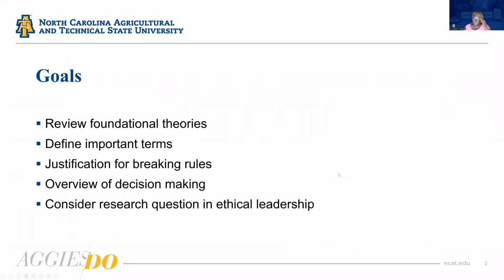So, the goals of the presentation are to review some foundational theories for organizational theories. We want to look at some leadership theories that will provide the context for our thinking with respect to ethical leadership. We will define some important terms. We need to have a common language as we delve into the readings that we'll be doing related to ethical leadership and decision making. So we'll look at some terms that will be a part of our common language.